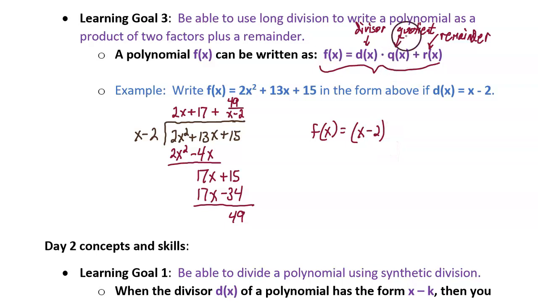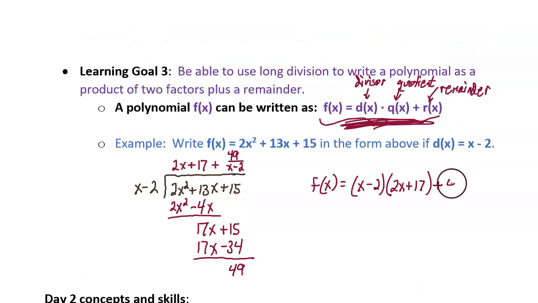What is q of x, the quotient? What did we get when we divided with the long division? We got 2x plus 17. Then this piece right here, this r of x, that's our remainder. What was our remainder? Our remainder is 49. We have rewritten our polynomial as two factors multiplied together plus this additional remainder. If we were to multiply these together using FOIL and then combine like terms with the 49, that would create our original f of x trinomial.